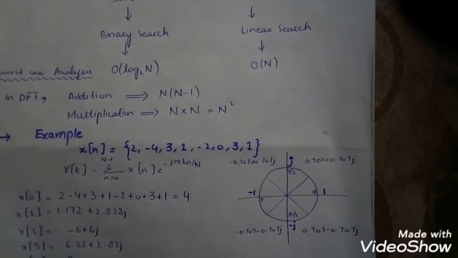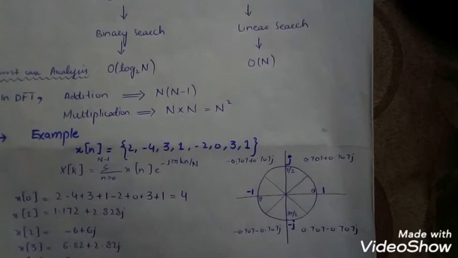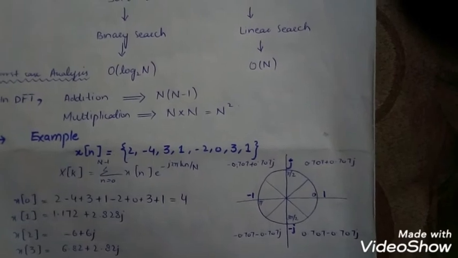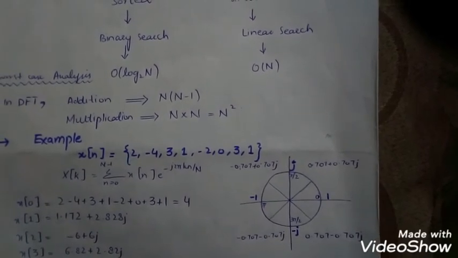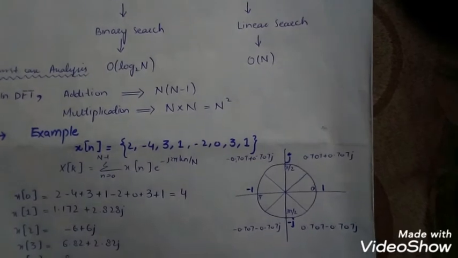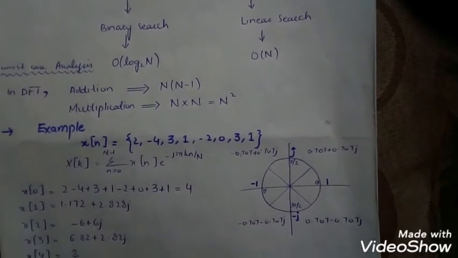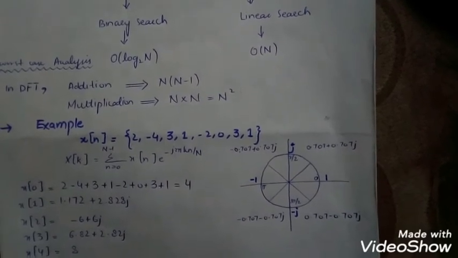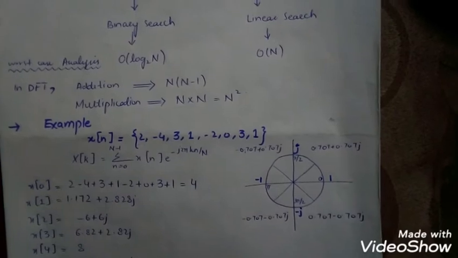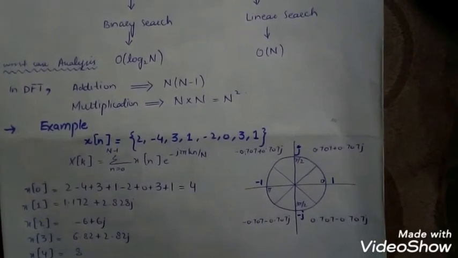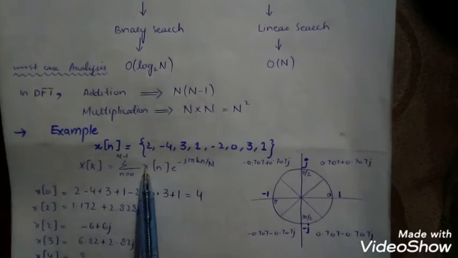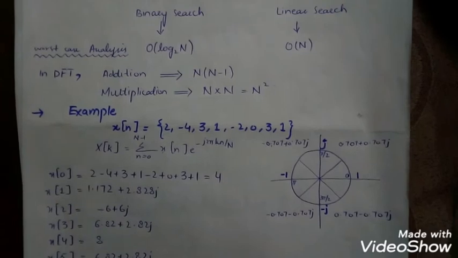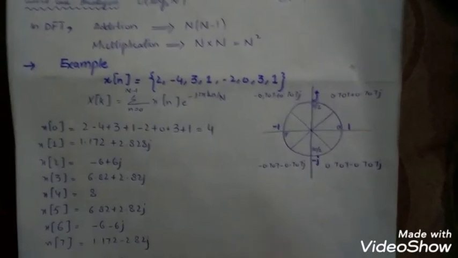As we are familiar with this circle, the first quadrant is 0.707 plus 0.707j. In the second quadrant it will be minus 0.707 plus 0.707j, in the third quadrant minus 0.707 minus 0.707j, but in the fourth quadrant it will be 0.707 minus 0.707j. When we apply this formula on this signal, we get the values of X of 0, X of 1, 2, 3, 4, 5, 6 and 7.